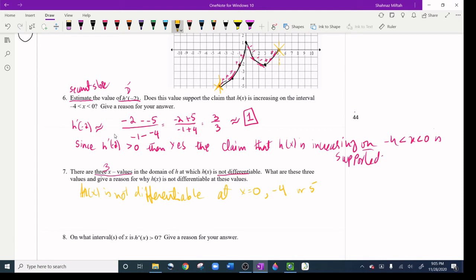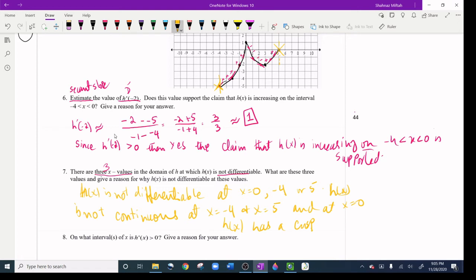So how do we give them the reason? h(x) is not continuous at x equal negative 4 and x equal 5, and at x equals 0 h(x) has a cusp. So this is not continuous, because continuous means it's supposed to go in this direction too. This is not continuous either.